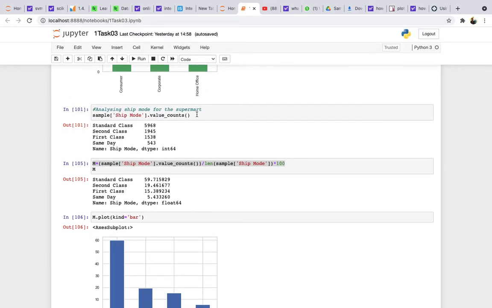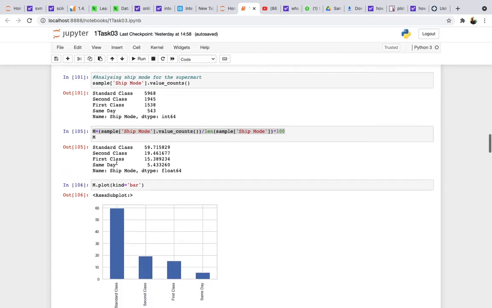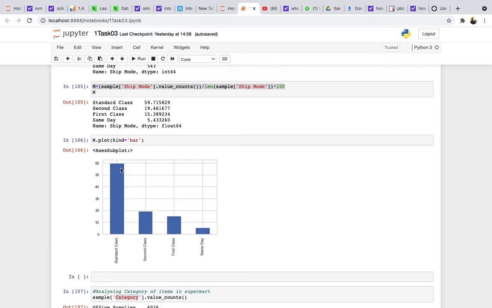Analyzing the ship mode for the supermarket. The modes: standard class, second class, first class, same day. Standard class is 59%, second class 19%, first class 15%, and same day 5%. Plotted the data and graph: standard about 60%, first and second class 20 to 25%, and same day less than 10%.